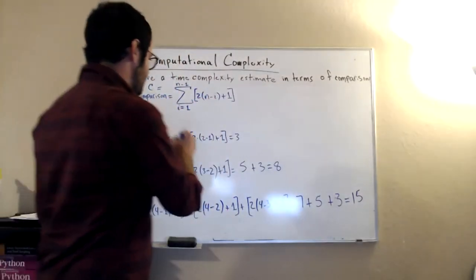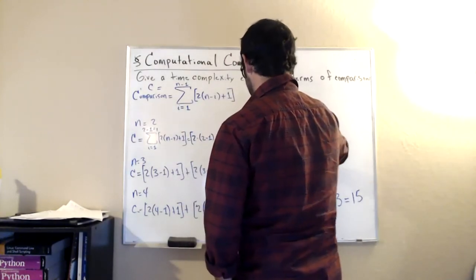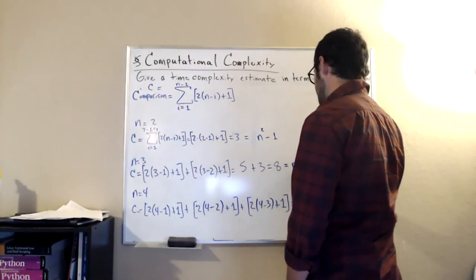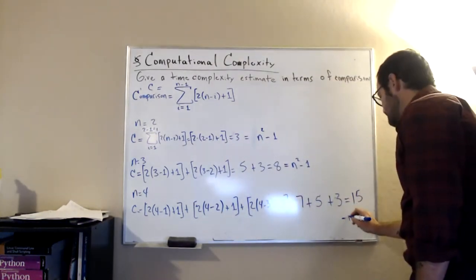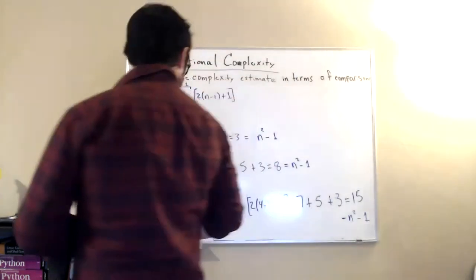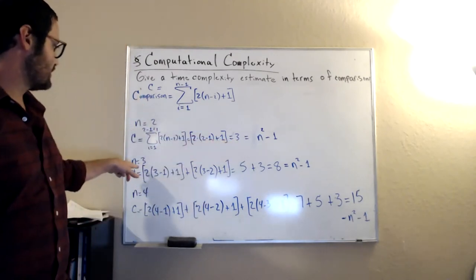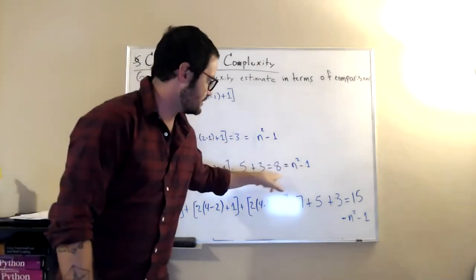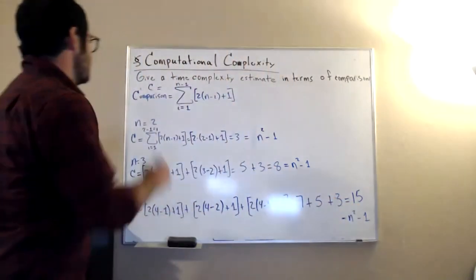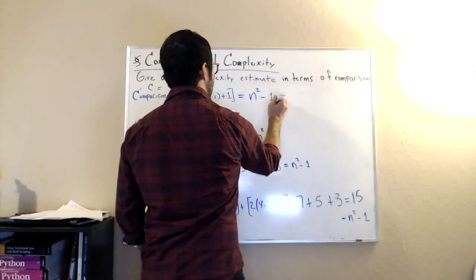So if n is equal to 2, 2 squared is 4, minus 1 is 3. When n is equal to 3, 3 squared is 9, minus 1 is 8. When n is equal to 4, n squared is 16, minus 1 is 15. So this is actually equal to n squared minus 1. Or I claim it is.